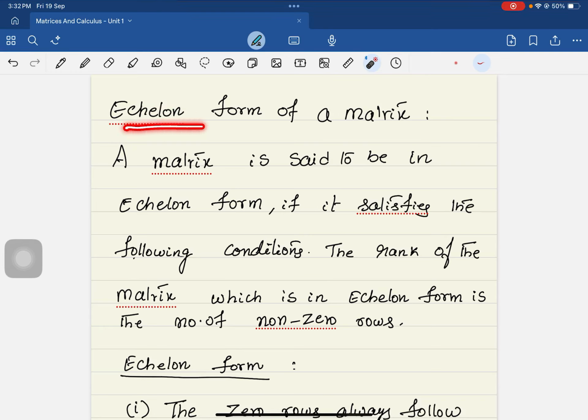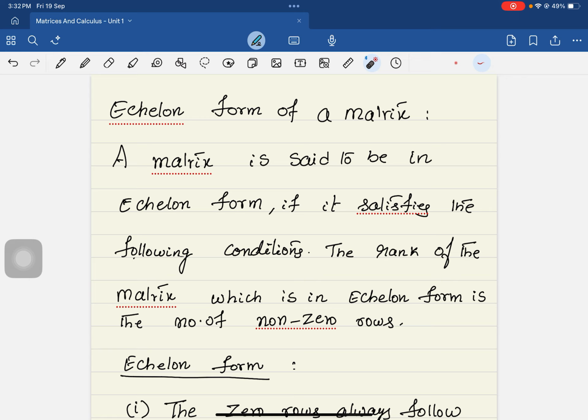Today I am going to explain about the echelon form of a matrix. In order to find out the rank of a matrix, we have to reduce the given matrix into the echelon form. In fact, there are two forms in your syllabus. One is the echelon form, the other is the normal form. But to find out the rank of the matrix, we have done in my previous lecture.